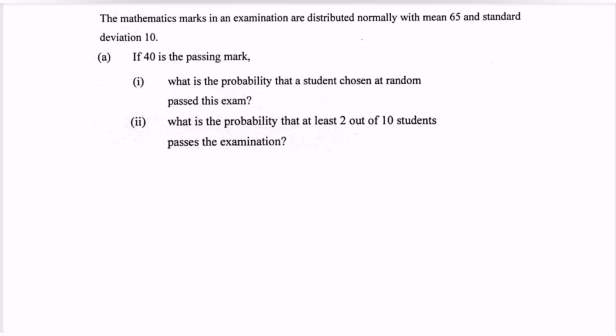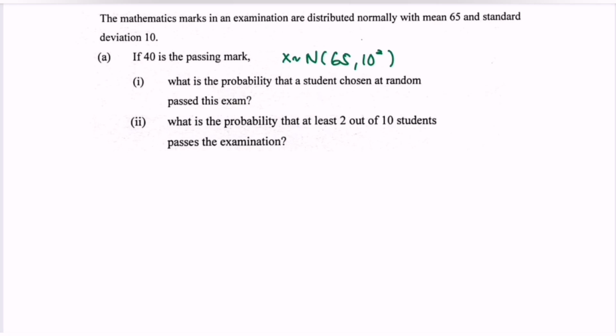Hello everyone, in this video I'm going to discuss an example of a special probability distribution. The mathematical marks in an examination are distributed normally with mean 65 and standard deviation 10. So we write X ~ N(65, 10²). If 40 is the passing mark, what is the probability that a student chosen at random passes the exam?